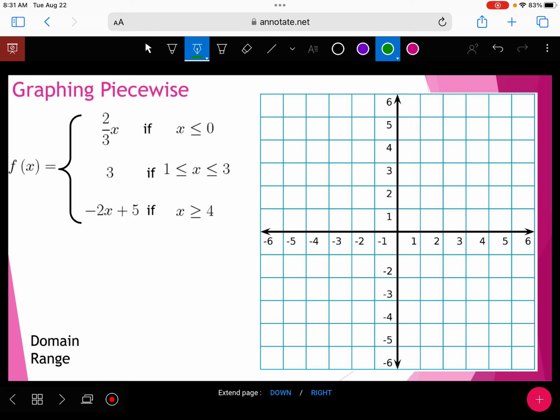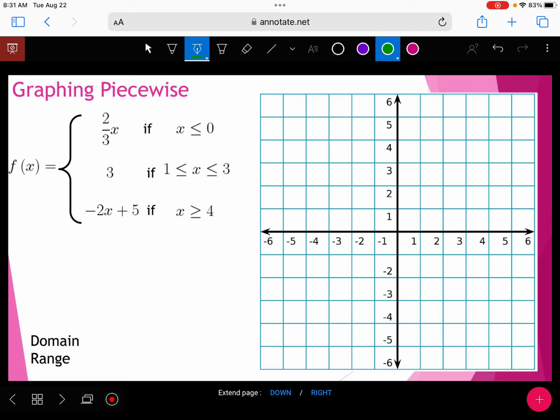So for my purple guy, my x can't be bigger than 0. My x can never be 1. My x can never be 2. My x can never be 6. My x's have to be left of this line. So what we can do is pick x values that meet that domain rule.